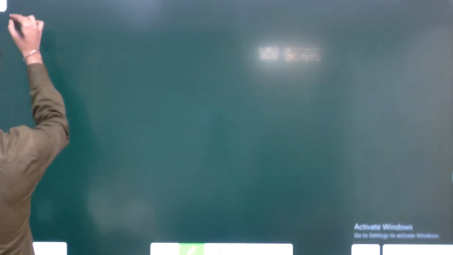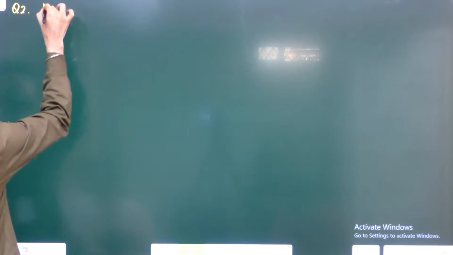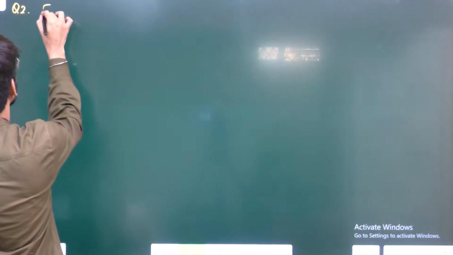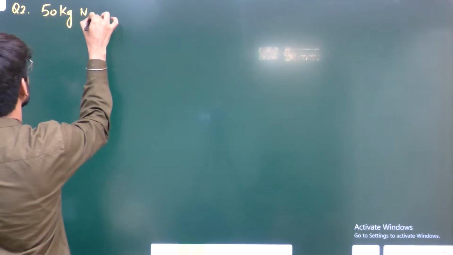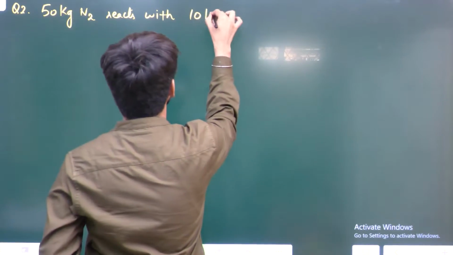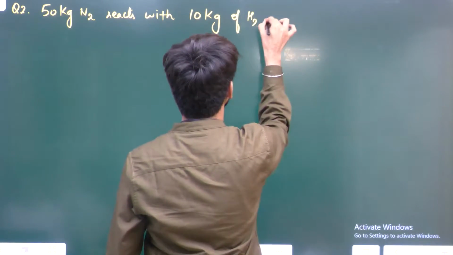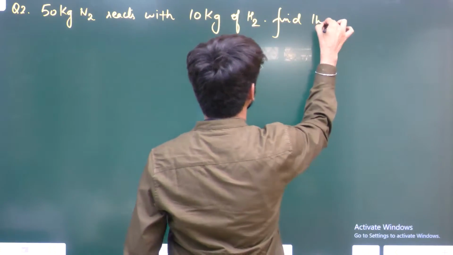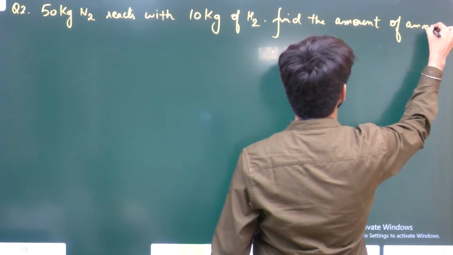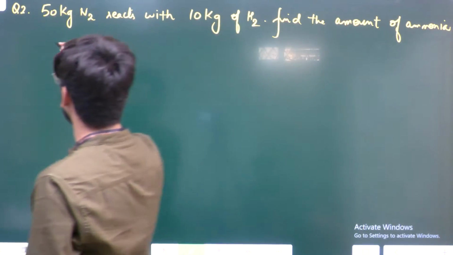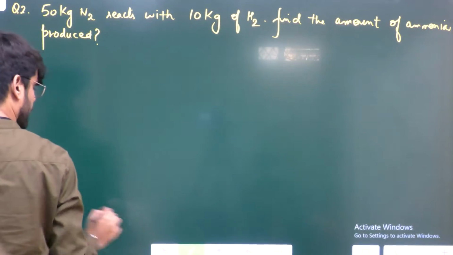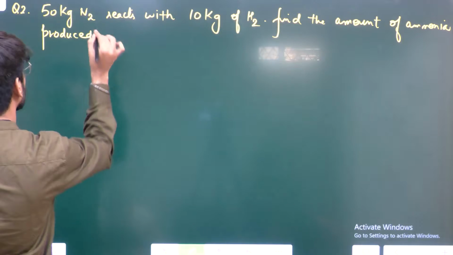Question number 2. 50 kg of nitrogen reacts with 10 kg of hydrogen. Find the amount of ammonia produced.